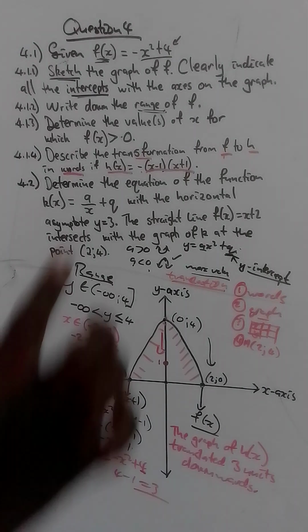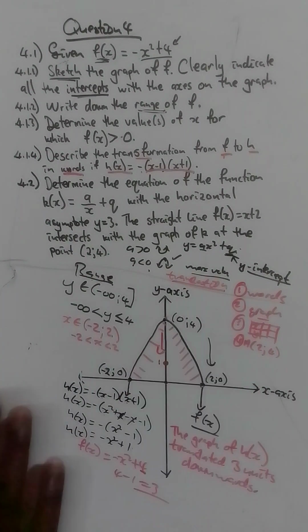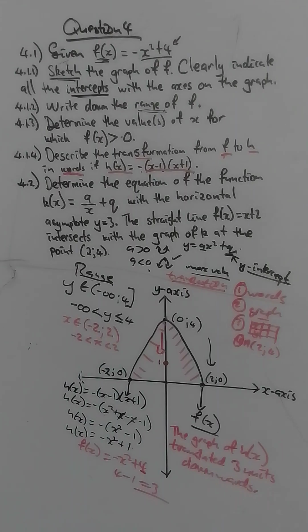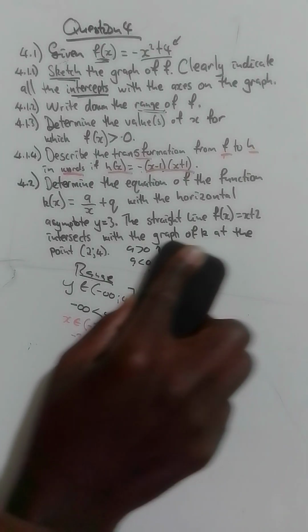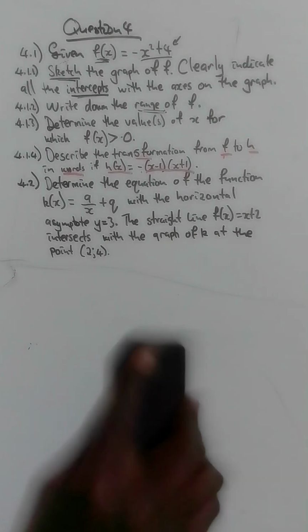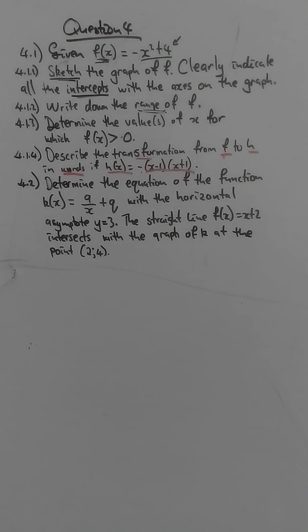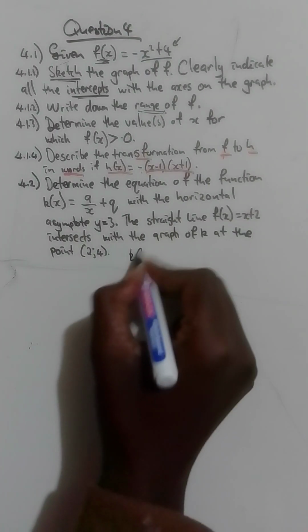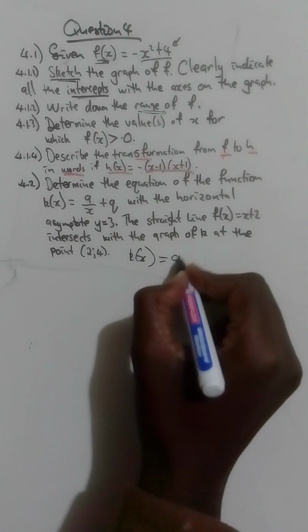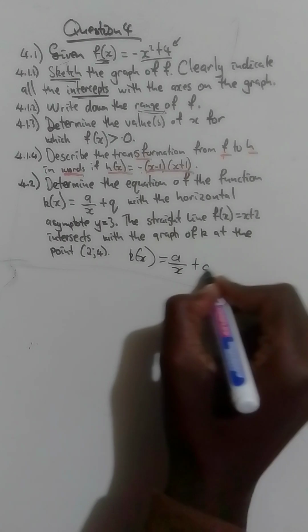So this last question has nothing to do with this graph, so I'm going to erase so that I can have space to calculate on. Now, what does it say? We have the description which says, determine the equation of the function k of x is equal to a over x plus q.